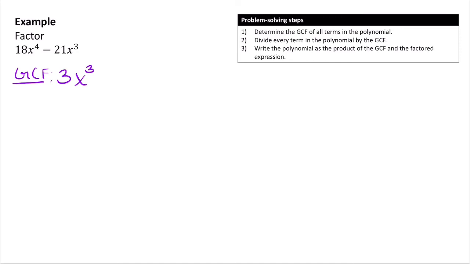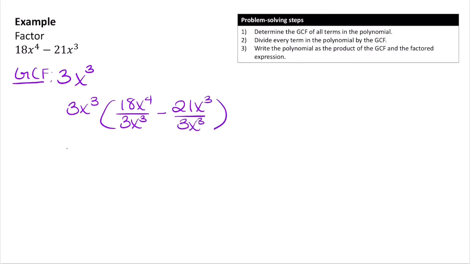So when I factor out a GCF, I'm going to put that GCF in front, and then I'm going to divide both terms by that GCF. Okay, so 18x to the 4th over 3x cubed minus 21x cubed over 3x cubed. So we leave that 3x cubed in front, and now we simplify what we have on the inside. That's where those division properties come into play. So we have 18 over 3, just regular division, and we have 6. x to the 4th over x to the 3rd, we need to subtract the exponents, so that just gives us an x to the 1.